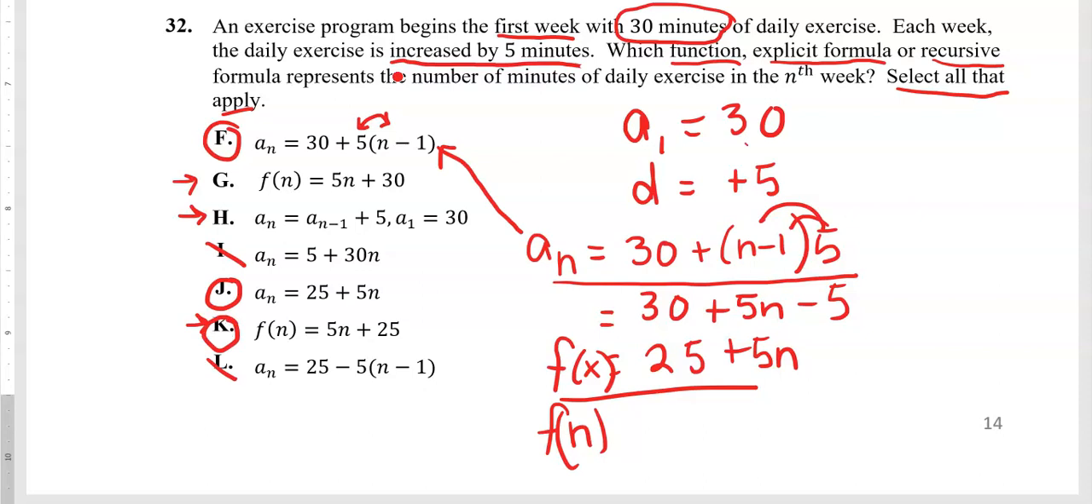And then if I'm looking for recursive, I know that a1 is my starting term there. My recursive formula is a of n equals a of n minus 1 plus the difference, which in this case is just 5. So this guy right here, H, is also true. So it looks like we have 4 possible answers.